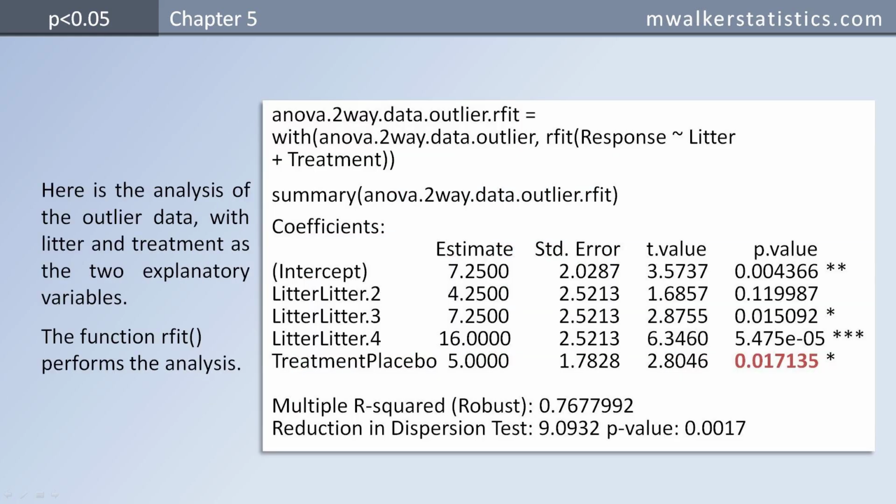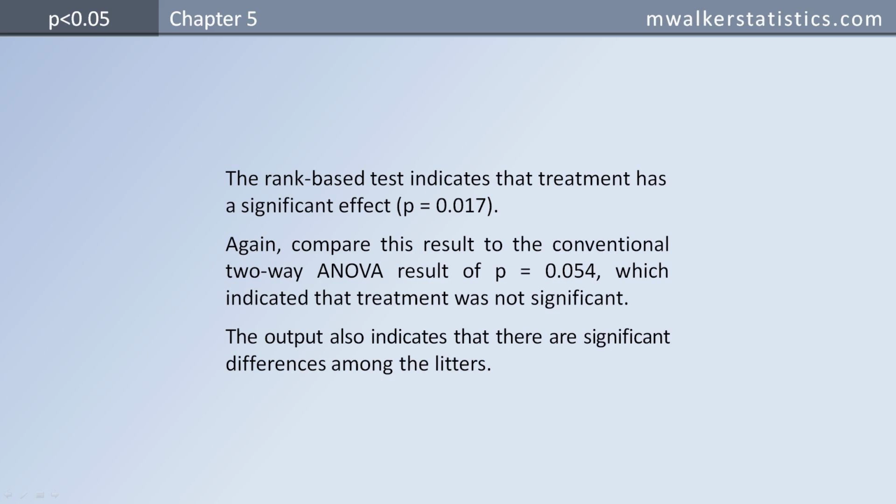Here is the analysis of the outlier data, with litter and treatment as the two explanatory variables. The function rfit performs the analysis. The rank-based test indicates that treatment has a significant effect, p equals 0.017. Again, compare this result to the conventional two-way ANOVA result of p equals 0.054, which indicated that treatment was not significant. The output also indicates that there are significant differences among the litters.